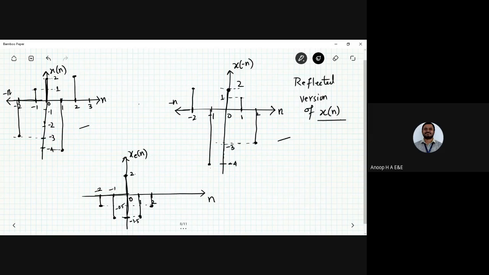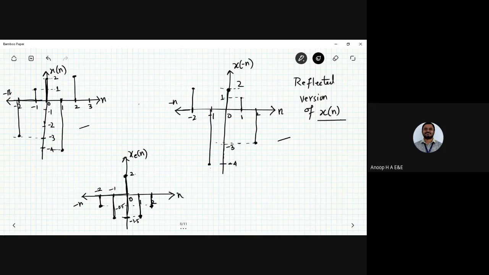So this is one thing that you are going to clearly observe, where at 0, it is 2, and at 1, it is minus 1.5. If you observe carefully, this is the point here. This is the even component of the signal. So this is the even component of the signal.